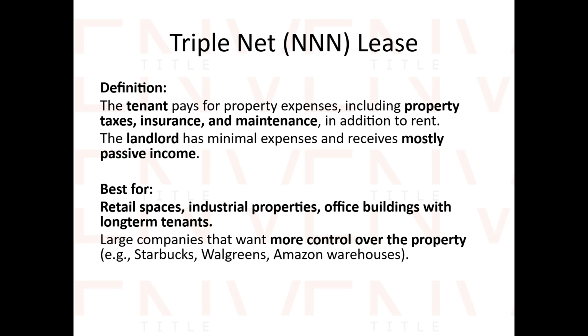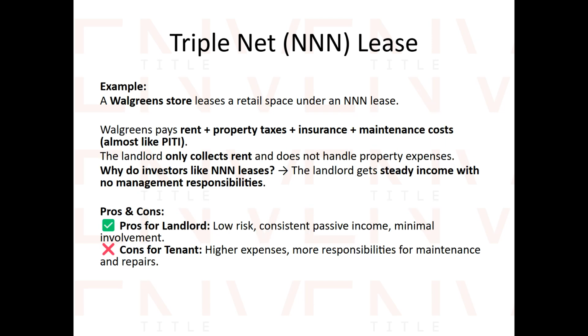They want to know what they're paying. They want to have very much control. They don't want to just let the landlord do everything. The triple net lease is where the tenant pays for everything and takes care of everything. A good example is a Walmart store. See right here, Walmart pays rent, property tax, insurance, maintenance costs, almost like PITI for residential. The landlord only collects rent. They don't deal with anything else on the property.